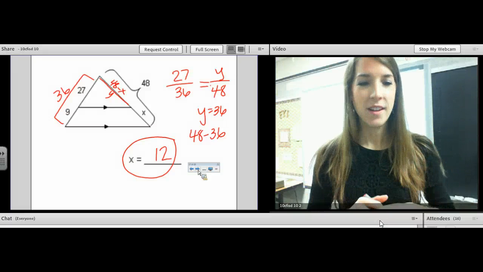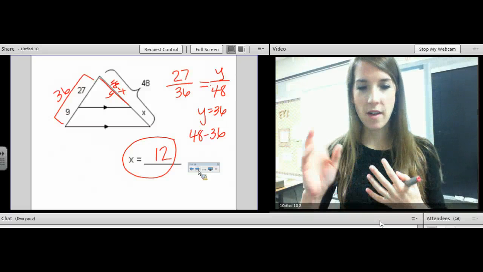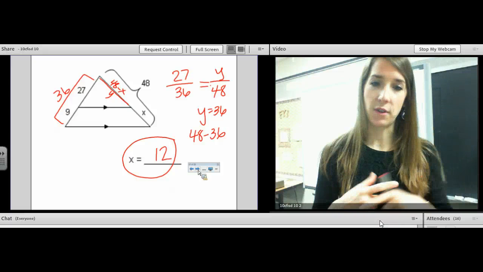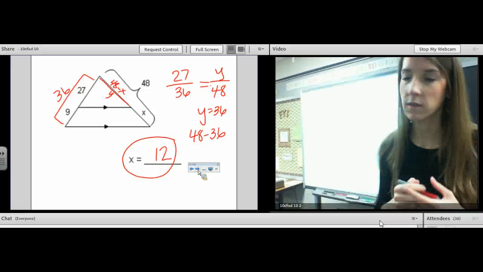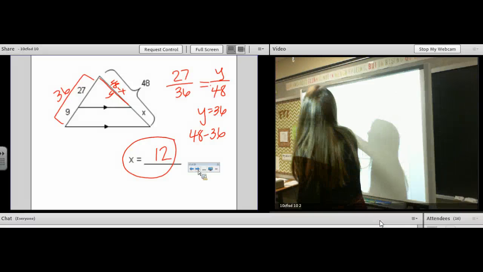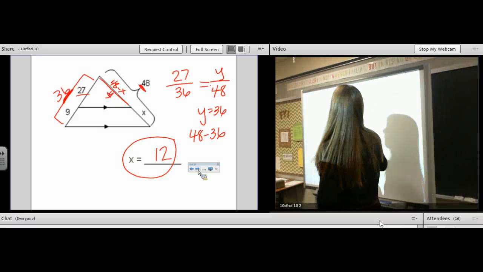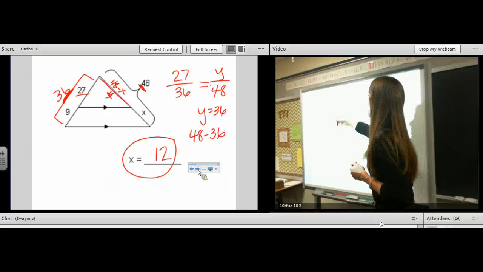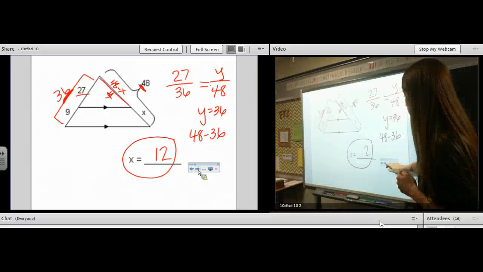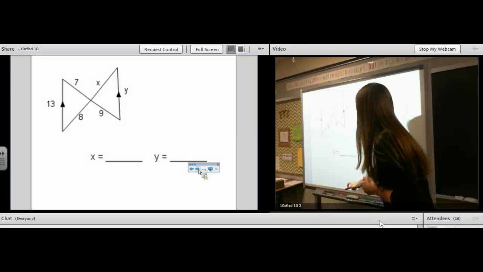Classic example of not setting up your ratio on the other side in the same manner that you set up the first ratio. So I did 27 is to 36 as 48 is to y. Should have done y is to 48. Moving on.